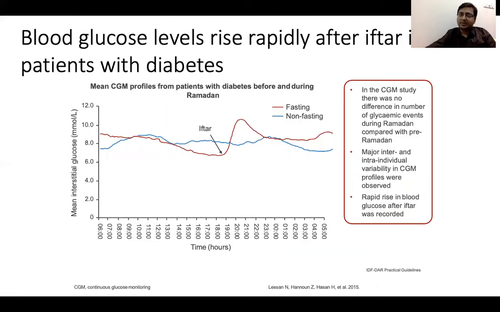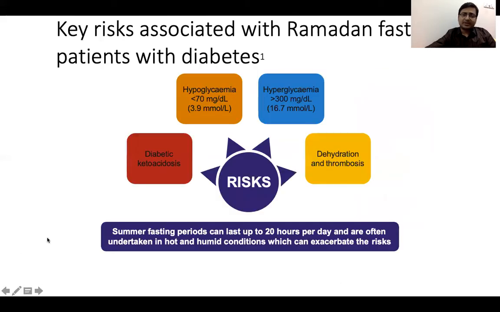What happens to the blood glucose levels? It has been seen that the blood glucose levels rise rapidly after the iftar, that is when they take food after the fasting. In that period, the blood glucose shoots up very high. In the CGM study, there was no difference in the number of glycemic events during Ramadan compared with pre-Ramadan. Major inter- and intra-individual variability in CGM profiles was observed. Rapid rise in blood glucose after iftar was recorded. And this high glycemic shoot is very dangerous even in those patients who are not actually diabetic. So these are the consequences of taking a heavy meal after a prolonged period of fasting.